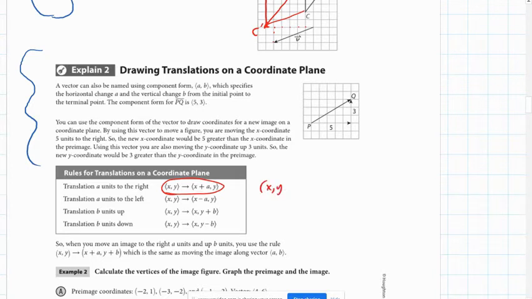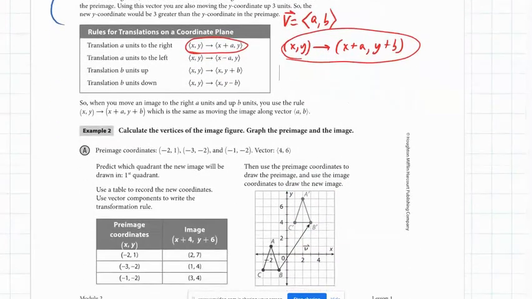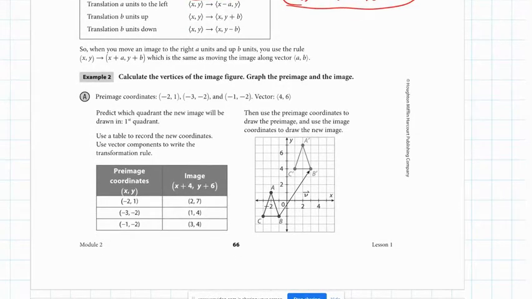So if you have a point (x, y) and you're applying vector ⟨a, b⟩, a vector where we use the pointed brackets like this, then that's going to move this point to (x plus a, y plus b). Okay, so if this is our vector v, then we can write the function notation for any vector translation.